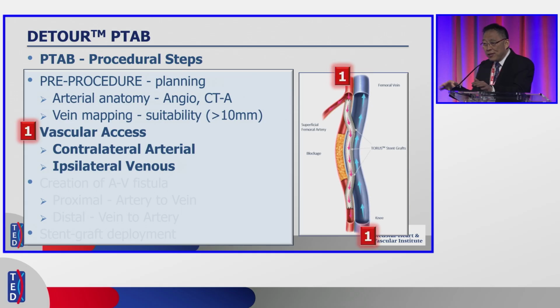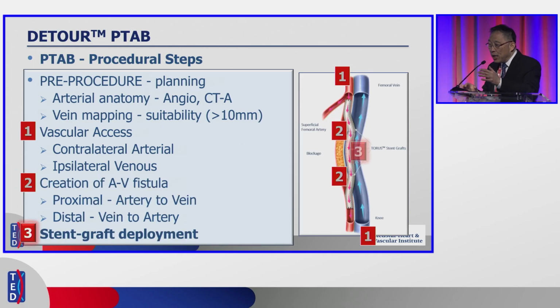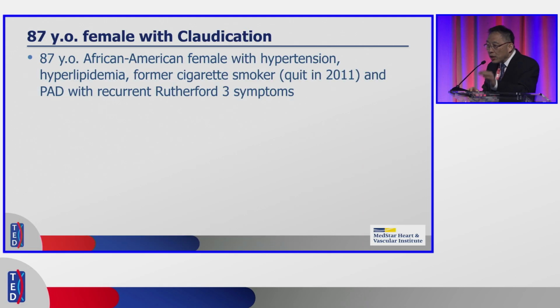The procedure itself, for me, is only threefold. I tell the fellow, one is to prepare. First is the access. You get contralateral arterial access, marked as 1. Then all I have to do is create a fistula between the artery and the vein, then distally from the vein back to the artery. So that's the concept. Then, of course, you deploy the stent graft, and that's it.